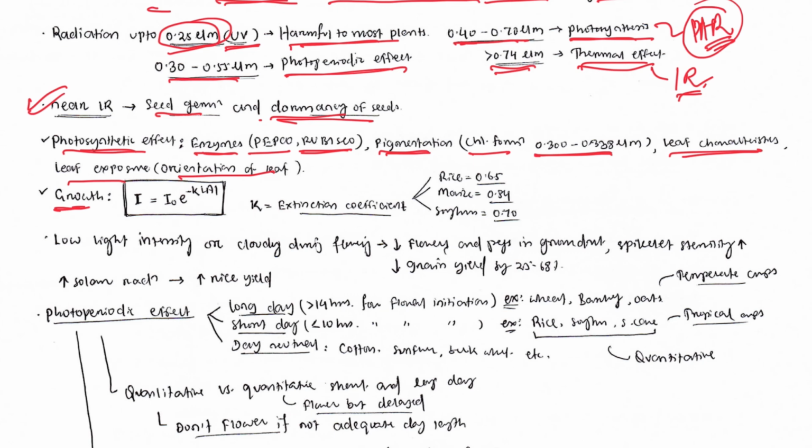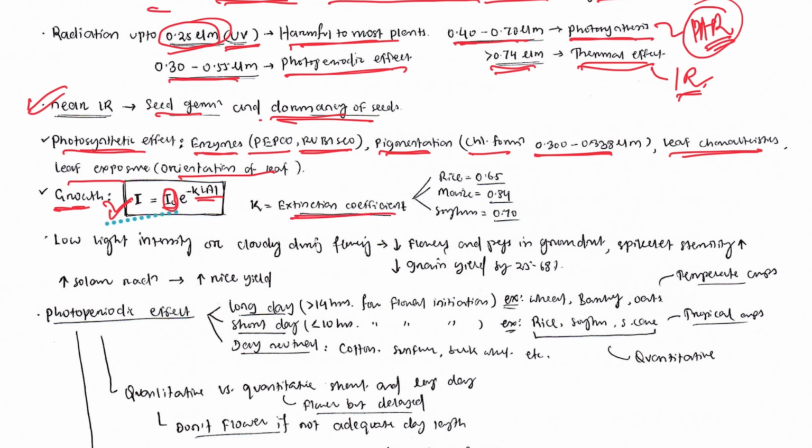This is called Beer's law, and you can know how much solar radiation interception happens, or how much solar radiation transmission happens in the crop canopy. So I is equal to I0, that is the solar radiation intensity at the top of the canopy, into e to the power minus K LAI. LAI is your leaf area index, K is the extinction coefficient.